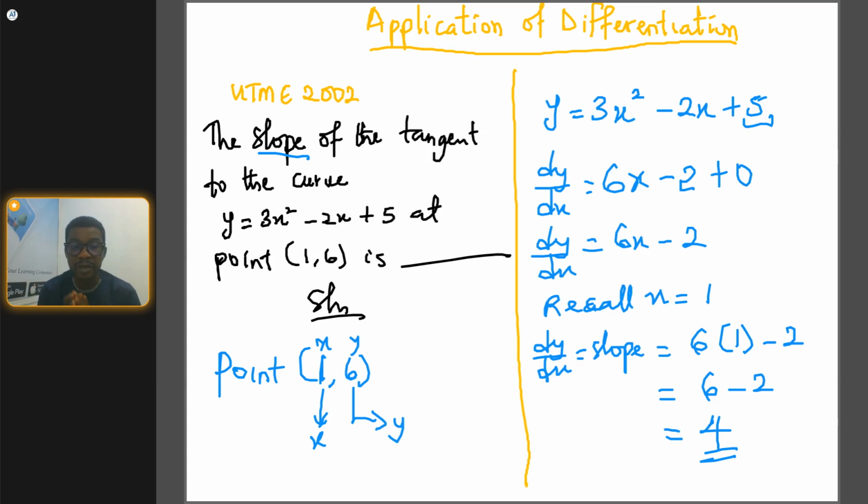And today, in the fourth part of differentiation, we studied the applications of differentiation, and we touched on the minimum value and the maximum value. Also, we touched on the aspect of the coordinates, getting the coordinates of a given curve, which is x comma y.